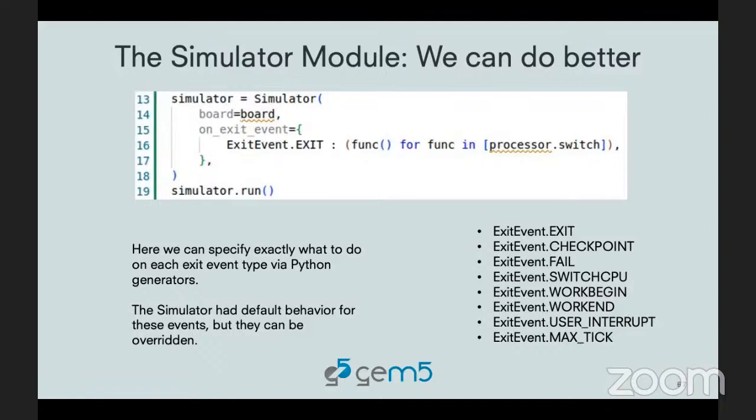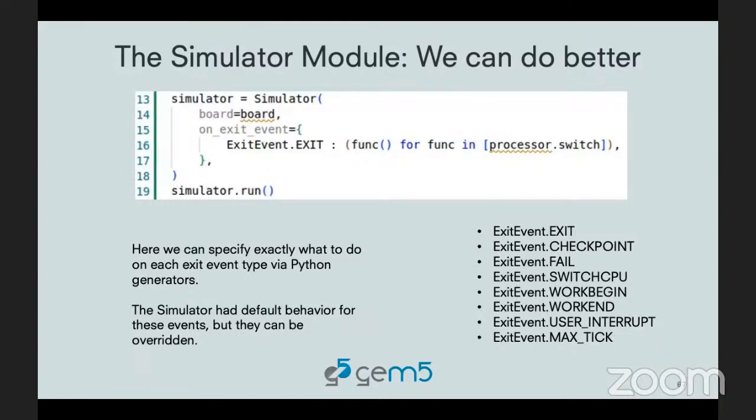So you might imagine that you have, say, a work region. A good example is the work begin and work end exit events, which we typically advise people to use if they have a region of interest in their code.